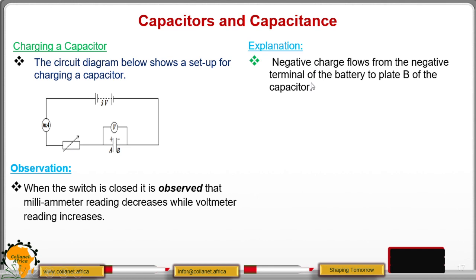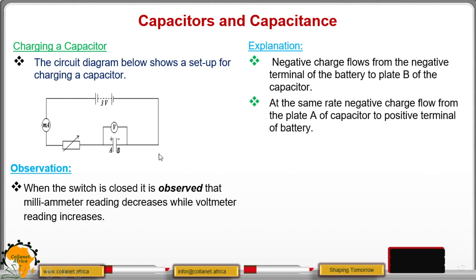We move to the explanation. Now, if you look at this part, we have the negative charges here, because this is the negative terminal, and we have the positive charges on this side. So this negative is connected to plate B, which we are also calling the negative plate, and this other one is connected to the positive terminal, that is to our plate A, which is positive. So when the switch is closed, the electrons, or the negative charges, will flow from the negative terminal to our plate B. So we shall have the charges flowing like this.